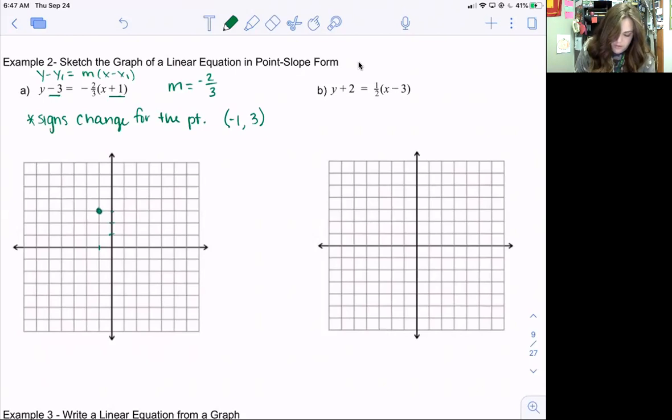Put our first point. And then we're going to use our slope to find our second point to draw our line. So our slope is -2/3, so we're going to go down 2 from our point and to the right 3. Or we can also go up 2 and to the left 3. And then we can connect our points and make our straight line. Okay. I want you to try part B, and we'll check it in class tomorrow.